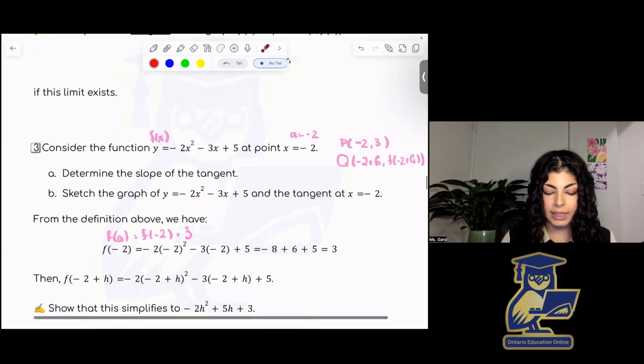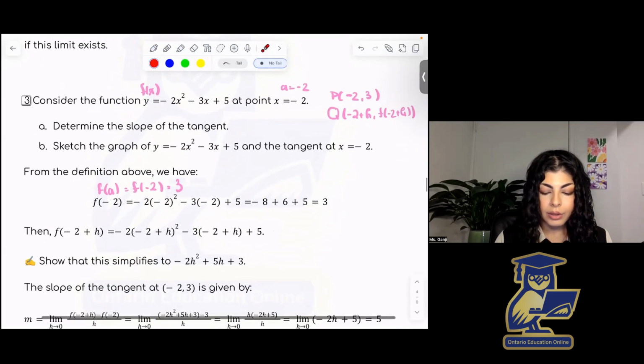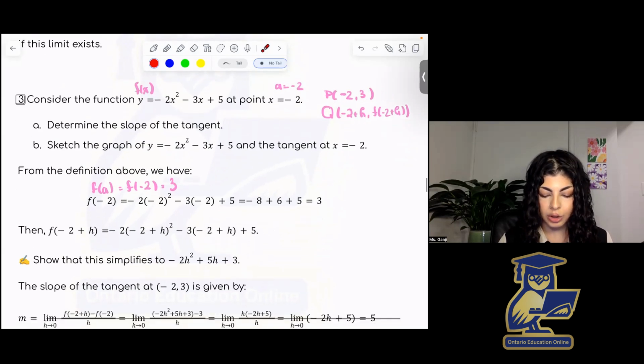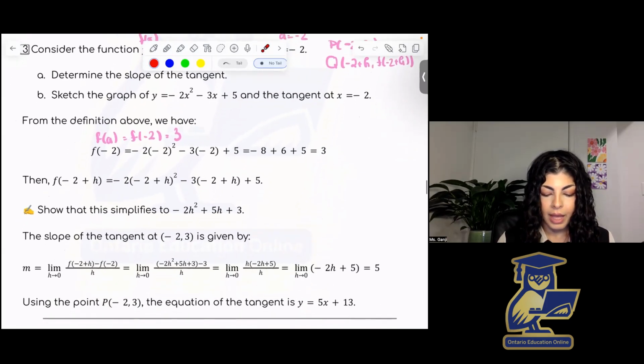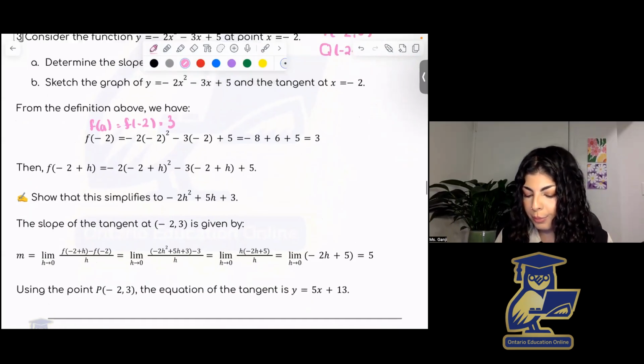And if you simplify this, and I recommend you try this on your own, you should get negative 2h squared plus 5h plus 3. Now, the slope of the tangent is going to be given by the difference between this output and 3 over just h, because the difference of these two inputs is just going to be h. So here, I can show you briefly.